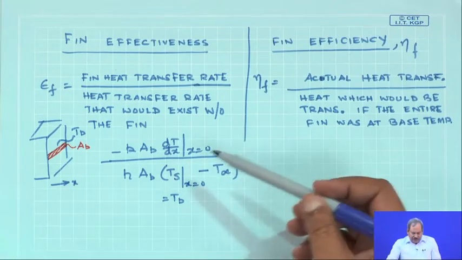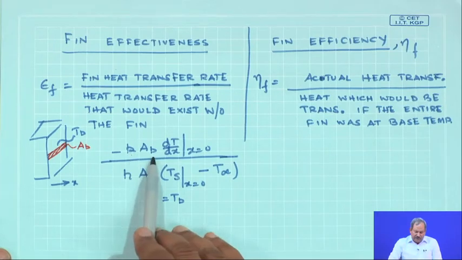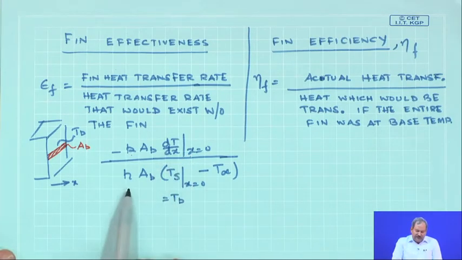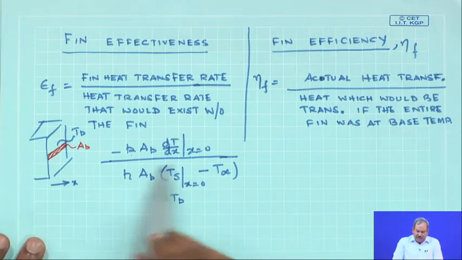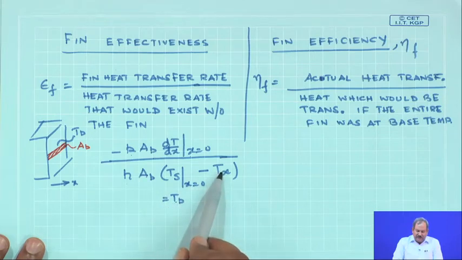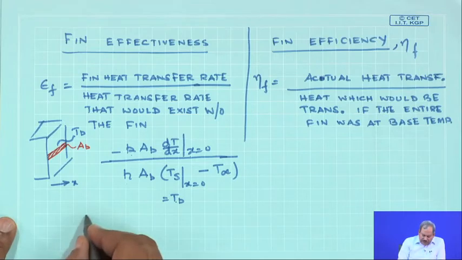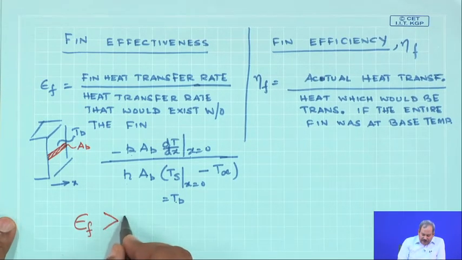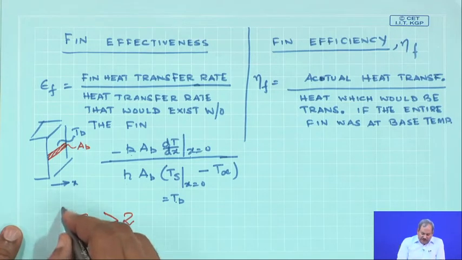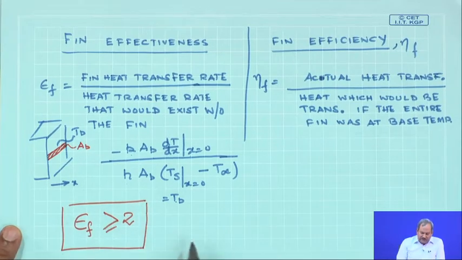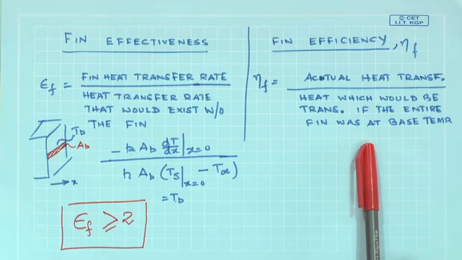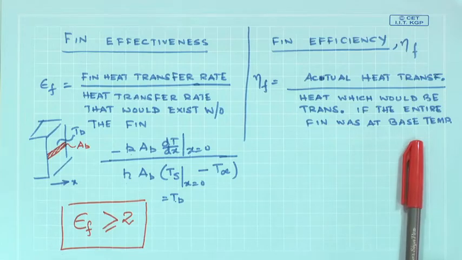So, this is the definition of the fin effectiveness, where the fin heat transfer rate is given by the numerator, and the heat transfer rate that would exist without the fin is simply h A_b (Tb minus T infinity). Now, the rule of thumb is that use of a fin is rarely prescribed if epsilon f is less than 2. So, one can only prescribe the use of a fin if its effectiveness is greater than or equal to 2. If this condition is met, then you go for attachment of a fin to the surface, and once you do that, you look at what is going to be the efficiency of the fin.